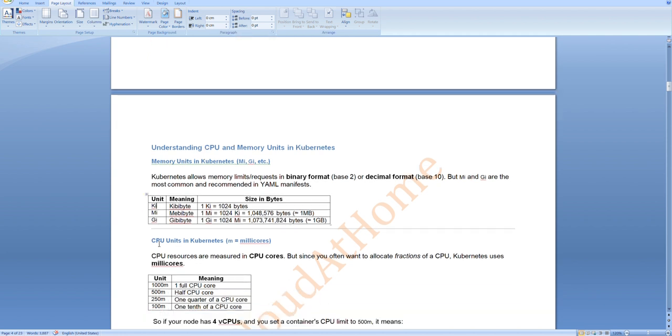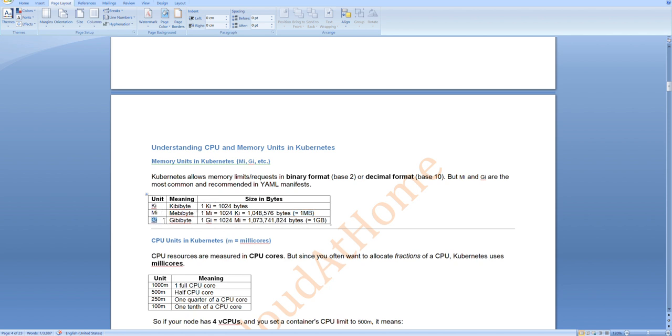So how does it start unit wise? First is Ki, that is kibibyte. 1 Ki equals 1024 bytes. Okay, 1 Mi, that is mebibyte, equals 1024 Ki, right? Which is equivalent to 1048576 bytes, which is nearly 1 MB.